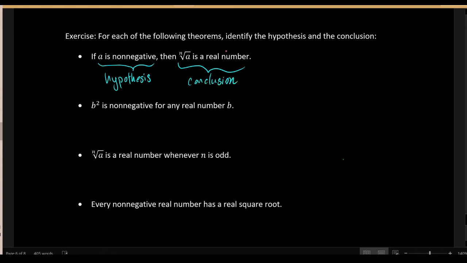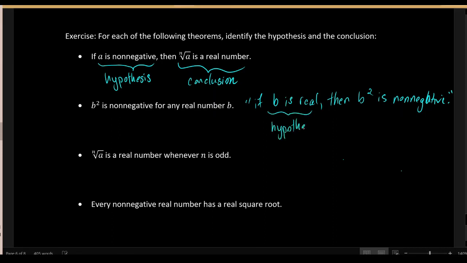Alright, next theorem. B squared is non-negative for any real number b. Now this is not written in the if-then format, but let's try and rewrite it so that the hypothesis and the conclusion are a little bit more clear. What this is saying is that if we have a real number b, then you know for sure that b squared is non-negative. So b is real is the hypothesis. B squared is non-negative is the conclusion.